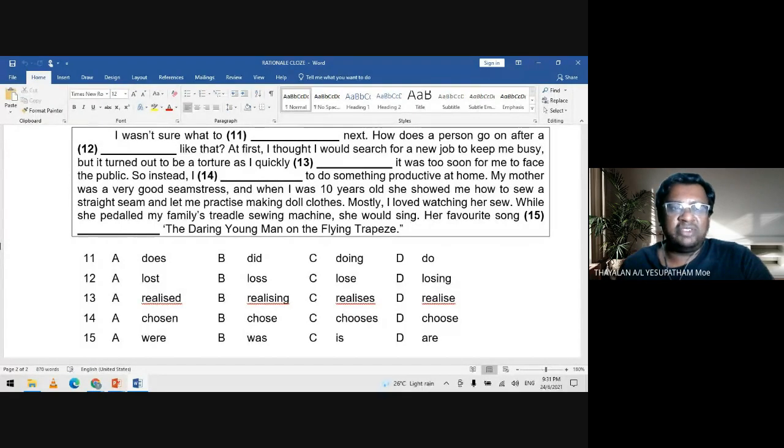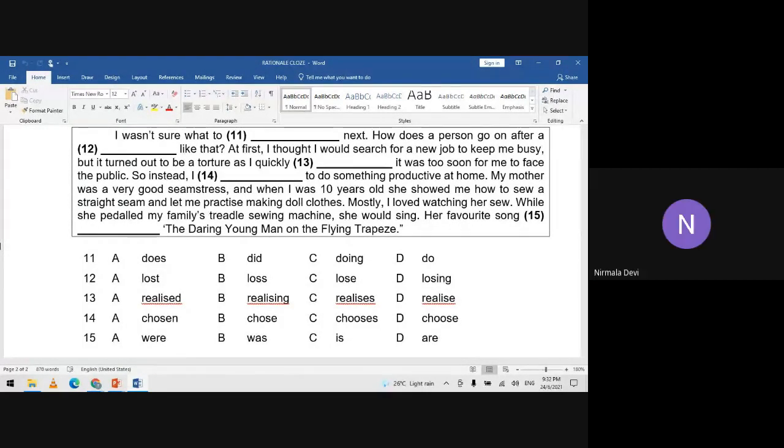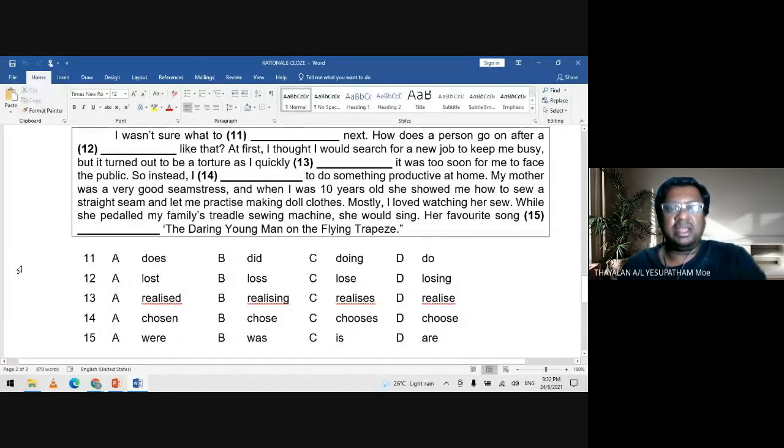"My mother was a very good seamstress, and when I was 10 years old, she showed me how to sew a straight seam and let me practice making doll clothes. Mostly, I loved watching her sew. While she pedaled my family's treadle sewing machine, she would sing. Her favorite song was The Daring Young Man on the Flying Trapeze."